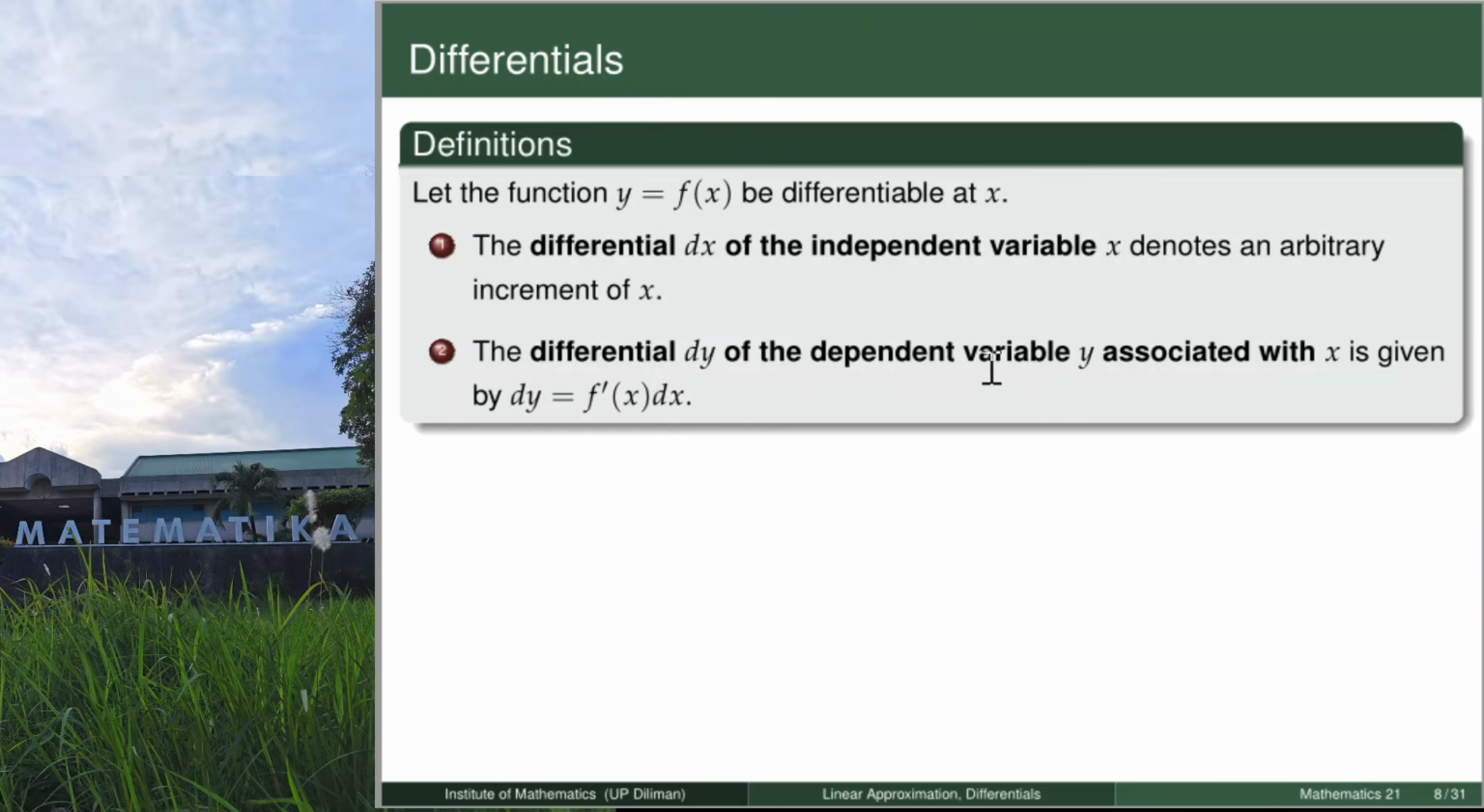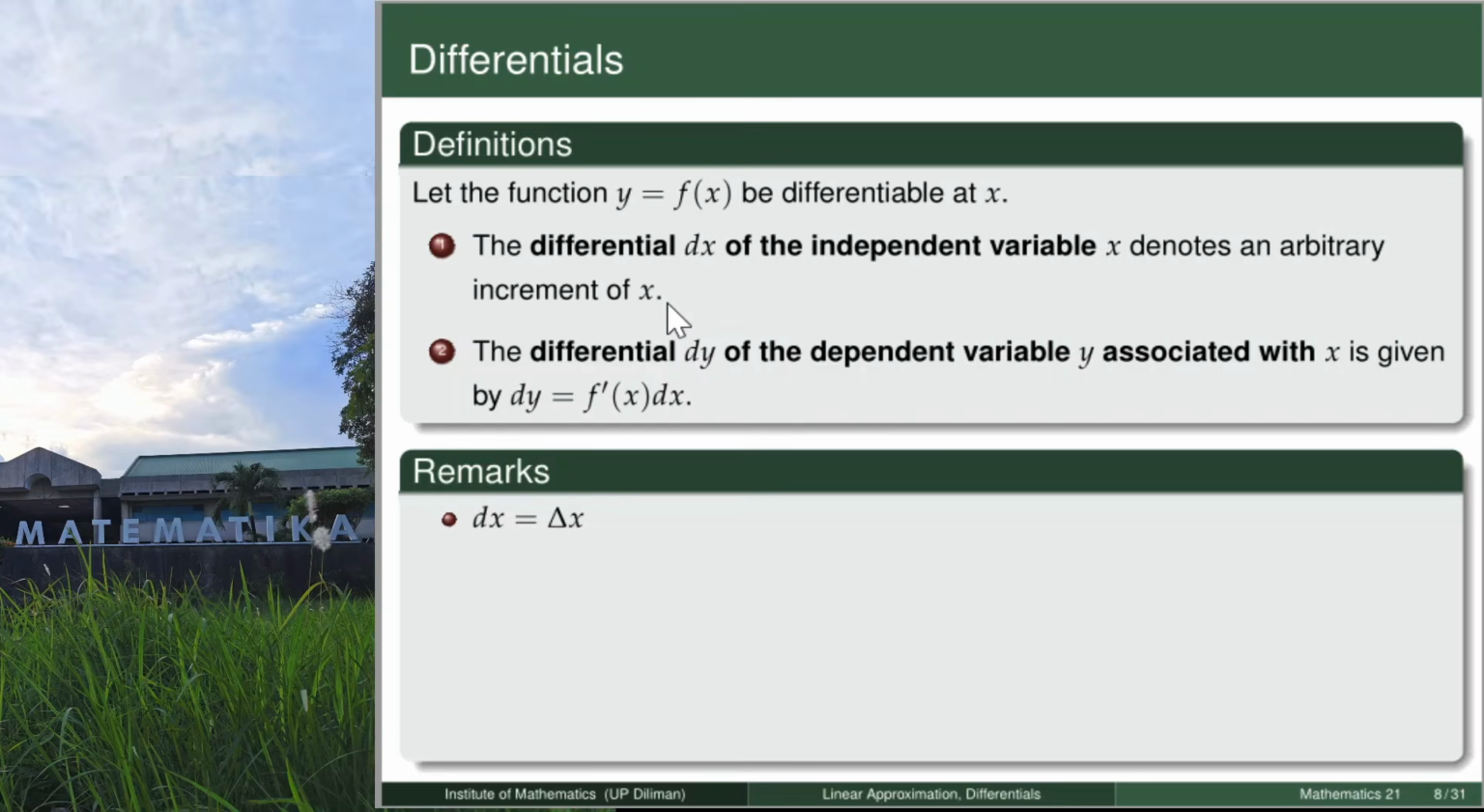So the differential of y, with the symbol dy, is defined as the derivative of f multiplied by dx, where dx is the differential of x and it just denotes an arbitrary increment of x. What does that mean? It just means that dx is just a change in x. And that means dx is nothing more than delta x. So these are just the same.